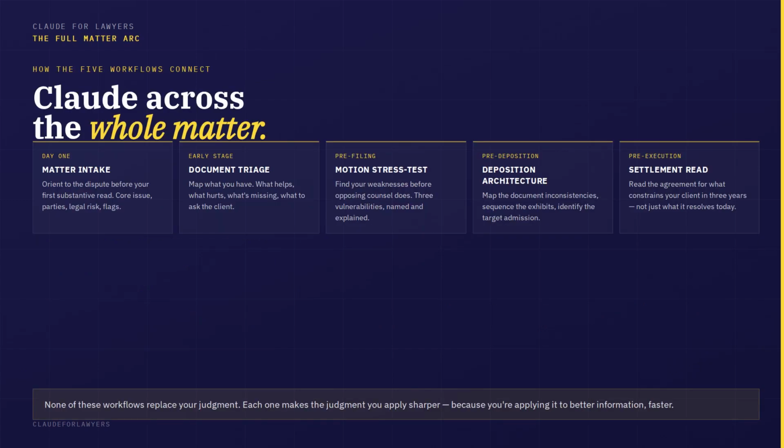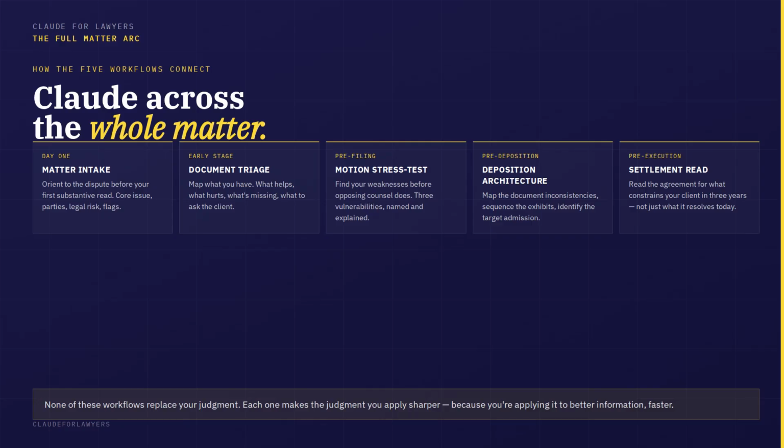5 workflows. 1 full matter. Matter intake on day 1. Orient to the dispute before your first substantive read. Document triage in the early stage. Map what you have, what's missing, and what to ask the client. Motion stress test before filing. Find your weaknesses before opposing counsel does.